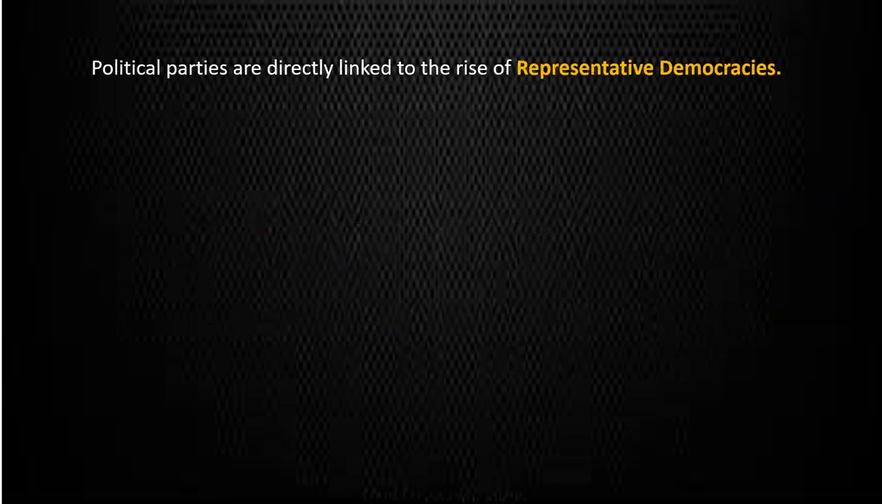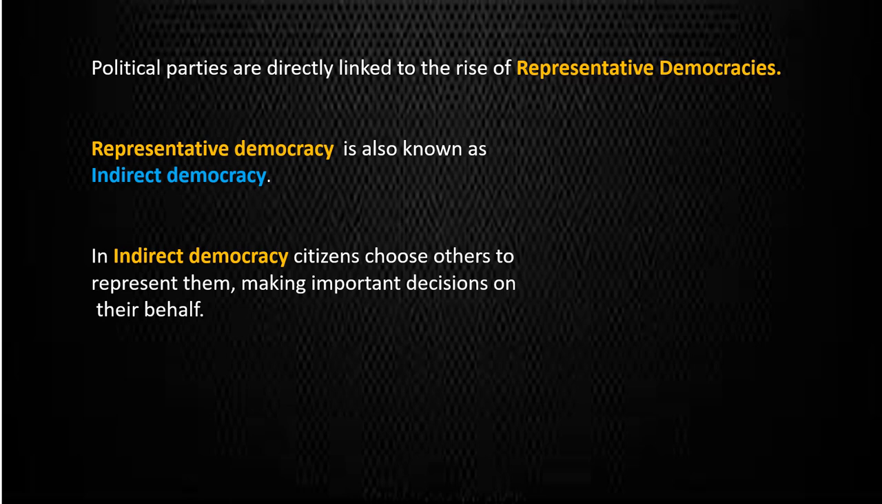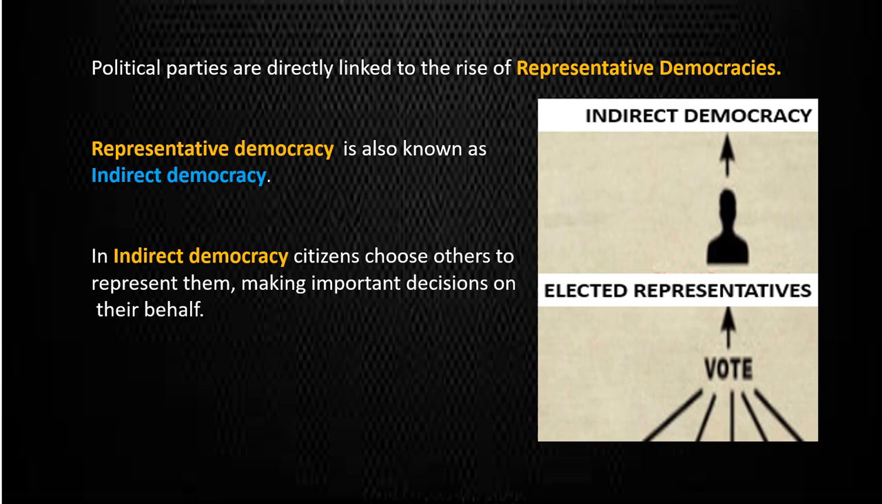Political parties are directly linked to the emergence of representative democracy. Representative democracy is also called indirect democracy. What is indirect democracy? Indirect democracy is when citizens elect representatives to make laws for them, as we choose leaders in our election for making decisions for us. So India is a representative democracy.